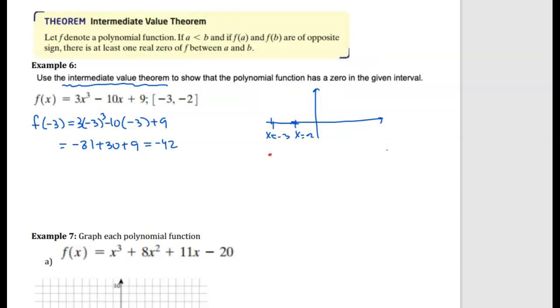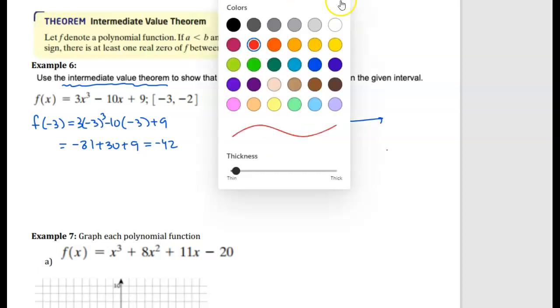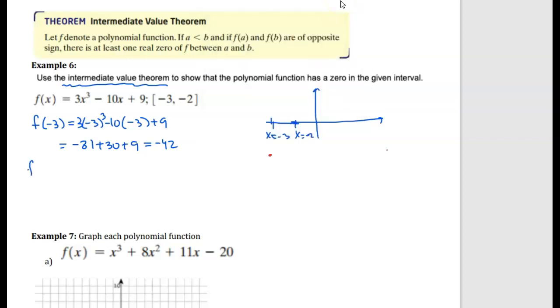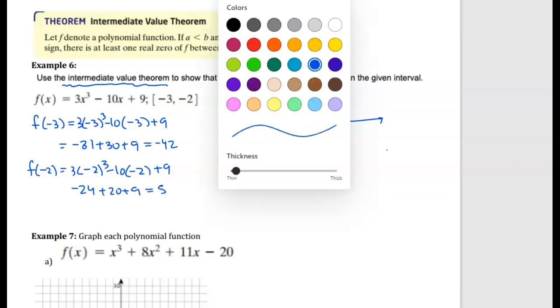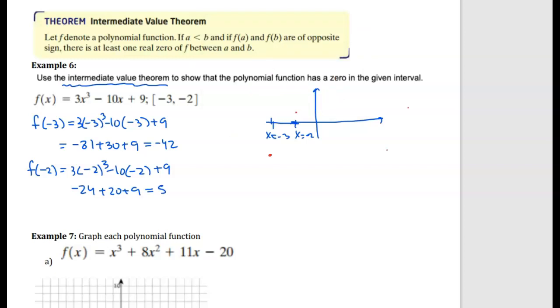So it's down here somewhere. Okay? Alright, now let's do f at negative 2. So 3 times negative 2 cubed minus 10 times negative 2 plus 9. We get 3 times negative 8 is negative 24 plus 20 plus 9. This gives me positive 5. Alright, so the function is positive 5 at this end.